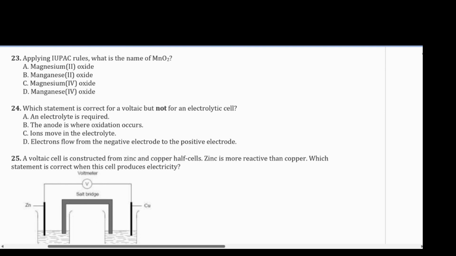23. Applying IUPAC rules, what is the name of MnO2? Mn, be careful to not confuse it with magnesium, so it will be manganese. If O2 is minus 2 times 2, which is minus 4, it means this must be plus 4, so it will be manganese(IV) oxide.